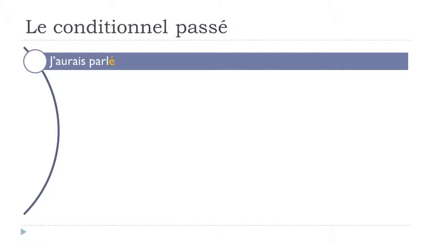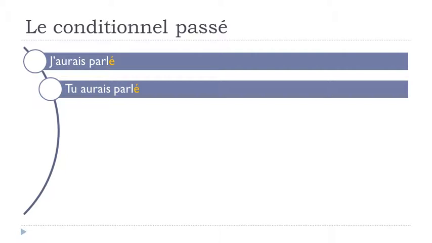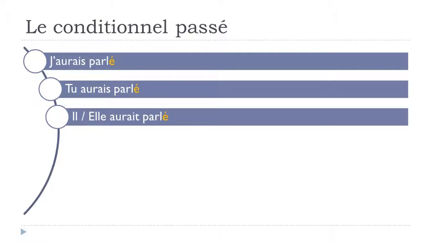So we'll take one example. The example will be parler. Parler is to talk or to speak, okay? So we will have the conditionnel passé form, if you remember. So first part here is avoir at the conditionnel présent. Then here we've got the participe passé of parler. And it will give you j'aurais parlé. Tu aurais parlé. Il aurait parlé.